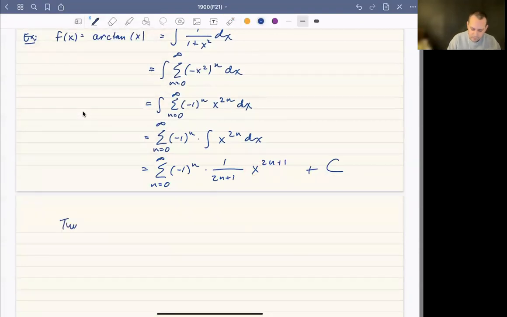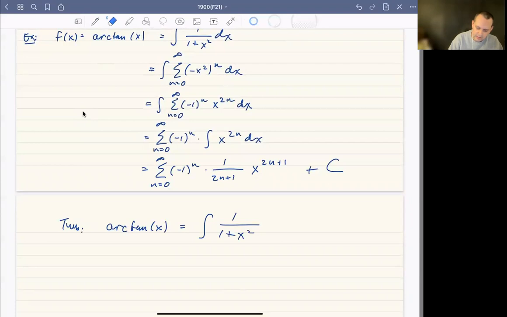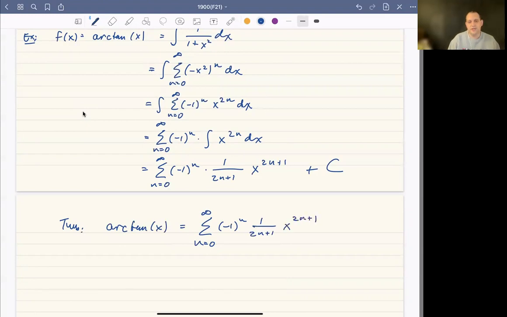And therefore, what we have is that the arctangent of x is equal to the sum from n equals 0 to infinity, negative 1 to the n of 1 over 2n plus 1, x to the 2n plus 1. It turns out that's the right way to write arctangent as a power series. And this is valid, I forgot to say, if the absolute value of negative x squared is less than 1, or a little more simply, if the absolute value of x is less than 1.